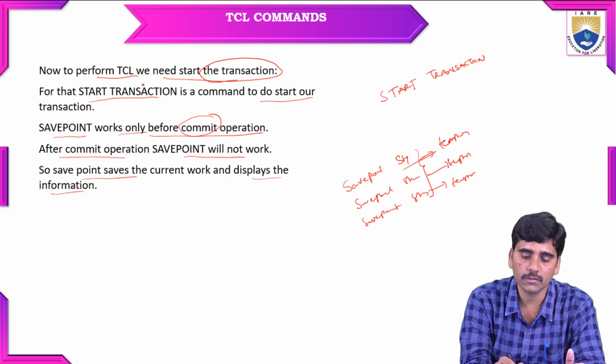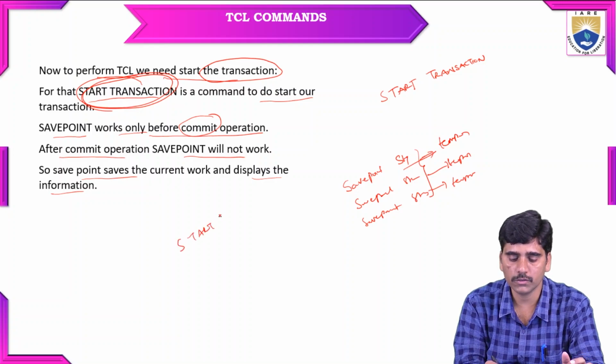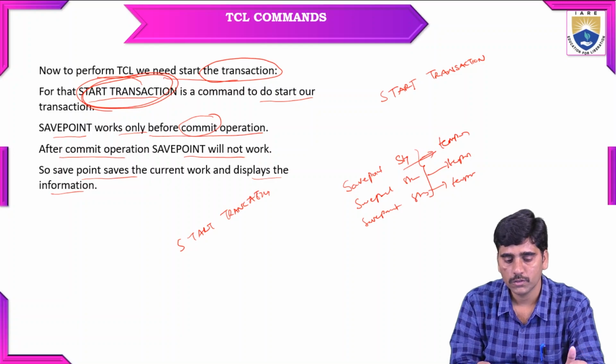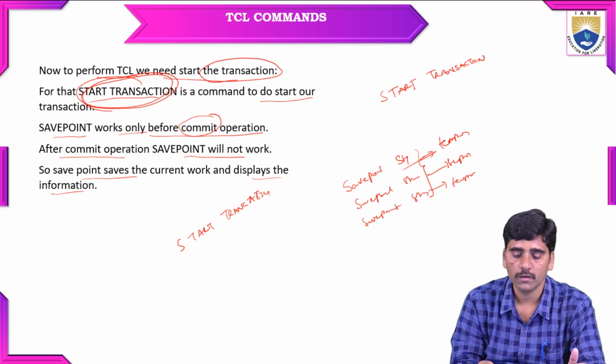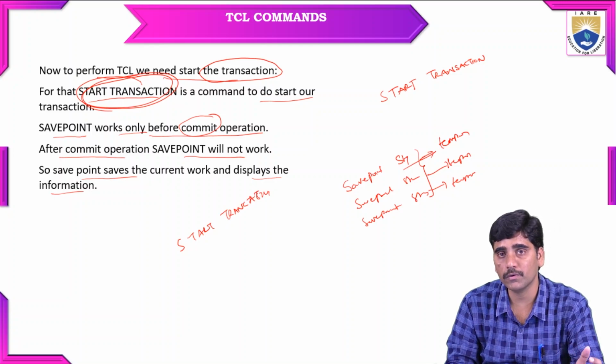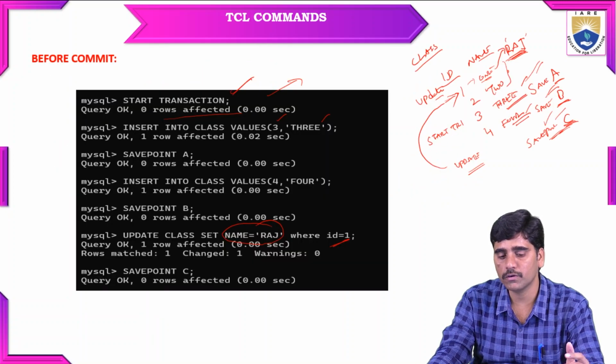To start the transaction, I have to use the start transaction command. Use this start transaction command to start your transaction and perform commit, rollback, save point operations. After performing start transaction, you can create save points before the commit operation. But after the commit operation, the save points will not work. So how can we use the save points before the commit operation?